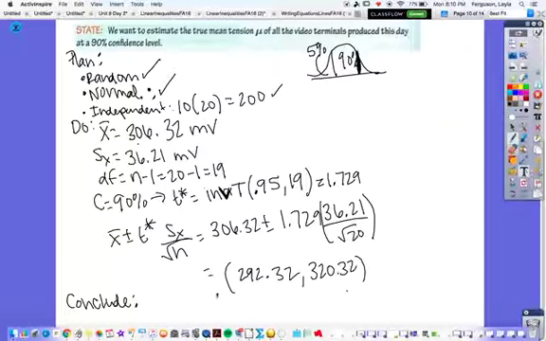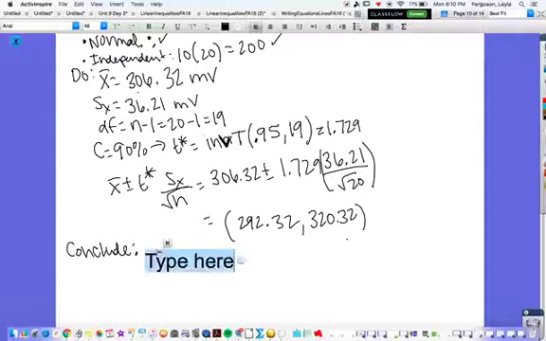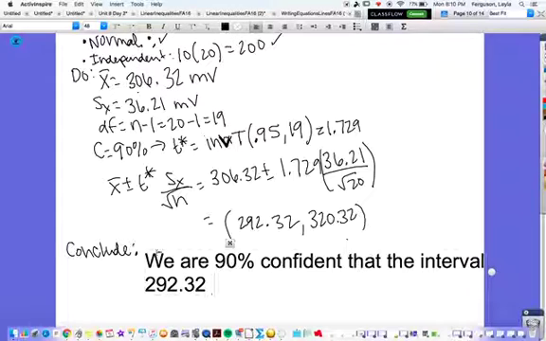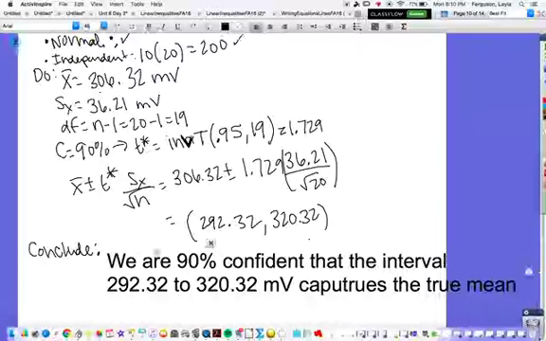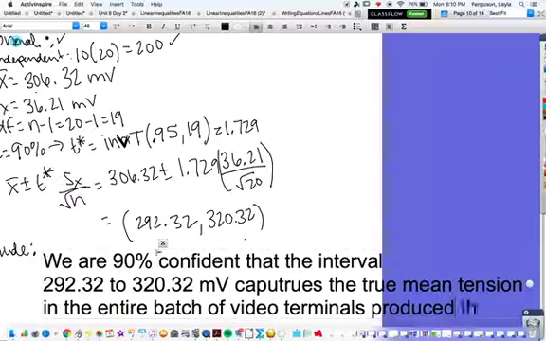And so remember, when we conclude on these where we're talking about confidence interval, we're actually going to write out what it actually means. So we're going to say we are 90% confident that the interval 292.32 to 320.32 millivolts captures the true mean tension in the entire batch of video terminals produced that day.